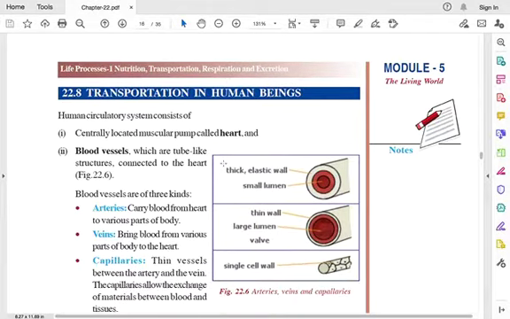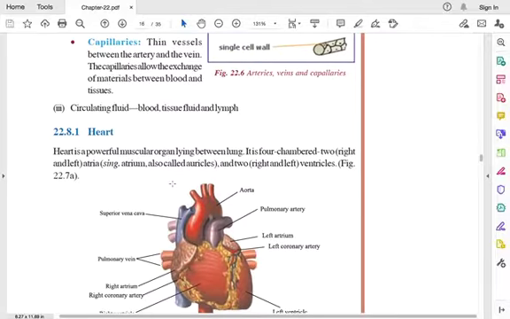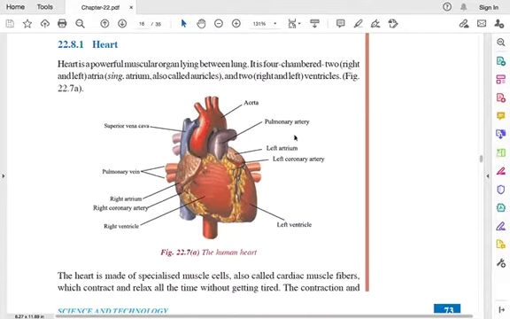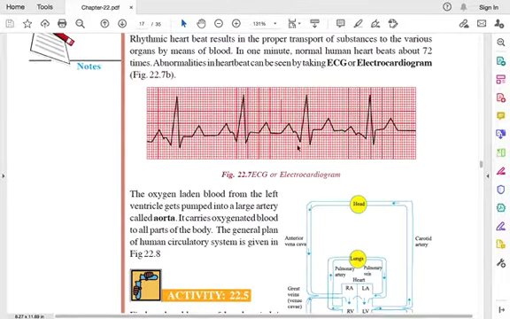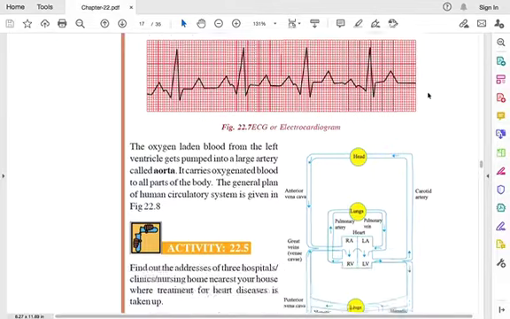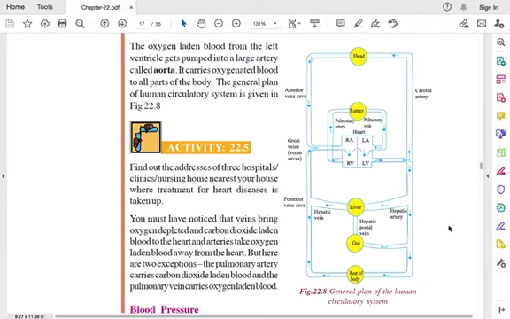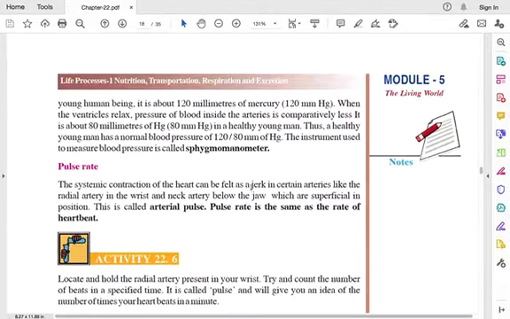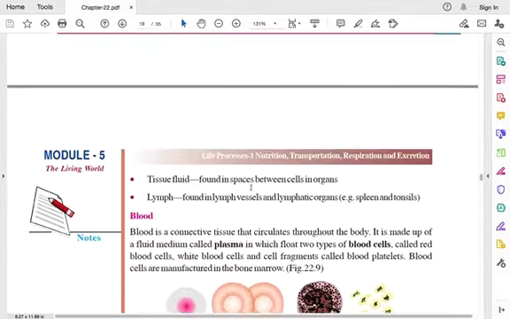So then we saw about transportation in human beings. We have heart, blood vessels, and we saw in detail about the heart, okay. The topic heart you have to study well, okay. Then we saw about electrocardiogram. It's a device that is used for measuring the heartbeat, okay. Then we saw about the blood circulation, okay, in a detailed manner. And then we saw about blood pressure, pulse rate, everything, okay.